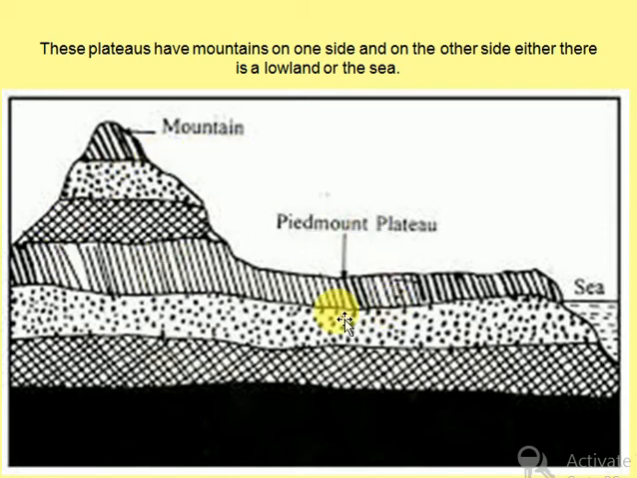Look at the image. These plateaus have mountains on one side. So one side you have the mountain, and on the other side either there is a lowland or the sea. So this area, this is your Piedmont plateau. So remember the definition. These plateaus have mountains on one side, there is the mountain, and on the other side either there is a lower land, this is the lower land, or the sea over here. So this is the area of Piedmont plateau. This is Piedmont.